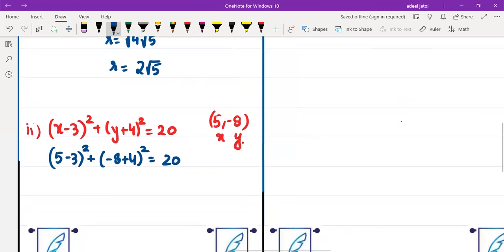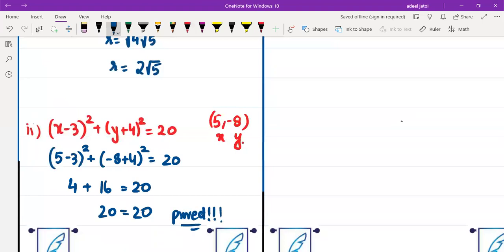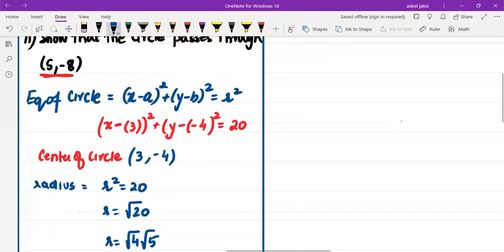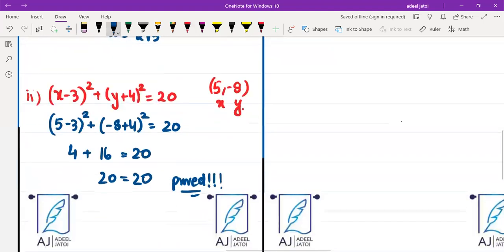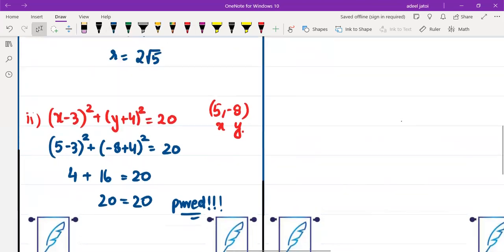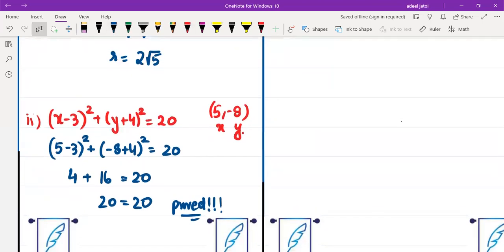20. So this would be the normal form. 5 minus 3 is 2, 2 squared is 4. -8 plus 4 is -4, squared is 16. So can we say 20 equals 20? When both sides are the same, that means the point is on the circle, showing that the circle passes through that point. So that means that point is being passed by the circle. That means the circle is passing through that particular point.